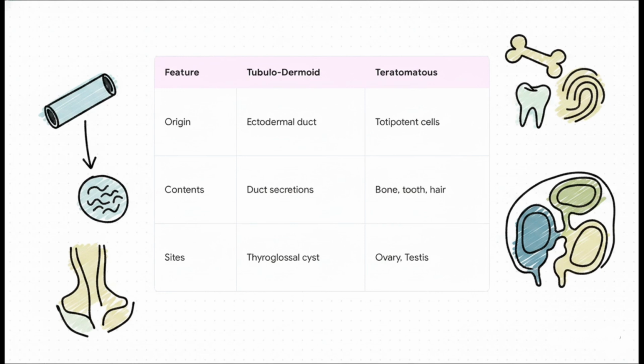But then you have the teratomatous dermoid, which is wildly different. It develops from totipotent cells. Those are the cells capable of turning into almost any tissue type in the body. Because of this, a teratomatous dermoid doesn't just contain skin and hair. It can contain actual mesodermal elements. We're talking bone, cartilage, and even fully formed teeth. And you're usually going to find these in deeply internal sites, like the ovary, the testis, or the mediastinum.